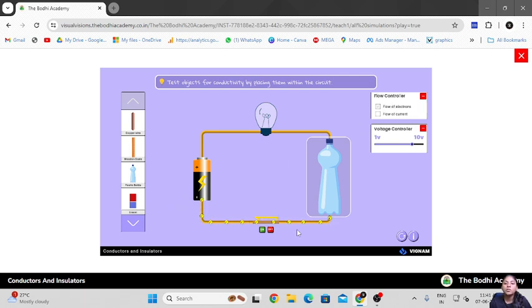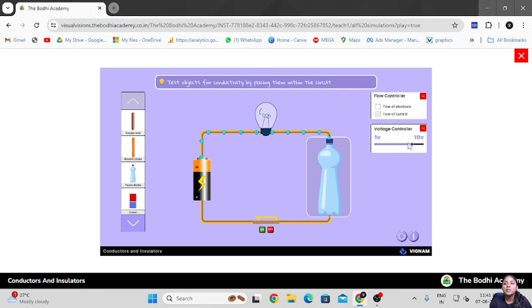So let us see the flow of electrons. The flow of electrons will always be from the negative terminal of the battery to the positive terminal. Now since here we have a plastic bottle, that is an insulator, these electrons will not be able to pass through it. Then let us see the flow of current. Now the flow of current will always be from the positive terminal of the battery or the source to the negative terminal. Now since we have an insulator in the circuit, the electric current cannot pass through it, and since the circuit is not complete, the bulb is not glowing.